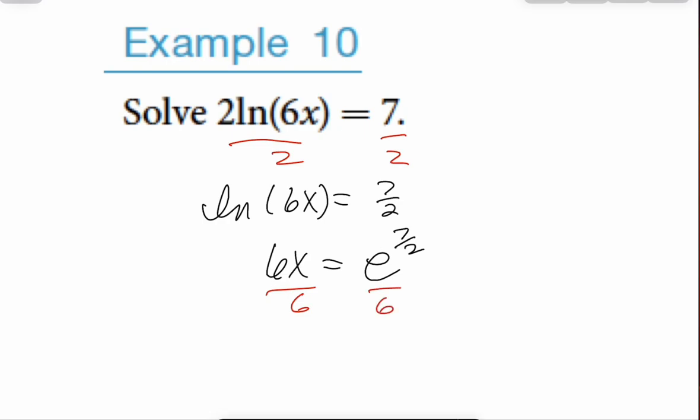Now, we can't really write it much nicer than that. So just leave it e to the 7/2 power over 6. I don't know what it is. That's the exact answer. All I want on the homework are exact answers, unless it specifies to put it into a calculator and give you a decimal to so many places, and you would use a calculator. So that's example 10.